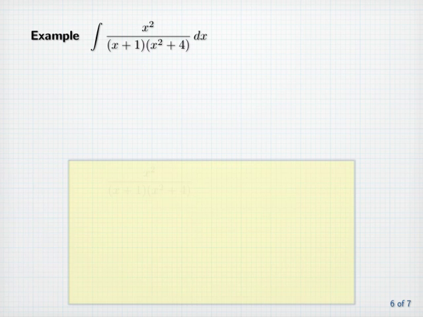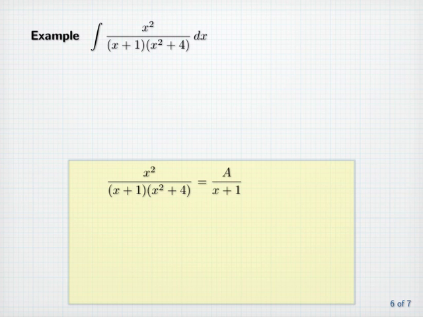Another example. Let's look at the integral of x squared over x plus 1 times x squared plus 4. This denominator is already completely factored. X squared plus 4 is an irreducible quadratic. So we need to do a partial fraction expansion on x squared divided by x plus 1 times x squared plus 4. Since we have two non-repeated factors there, we'll just have two terms.